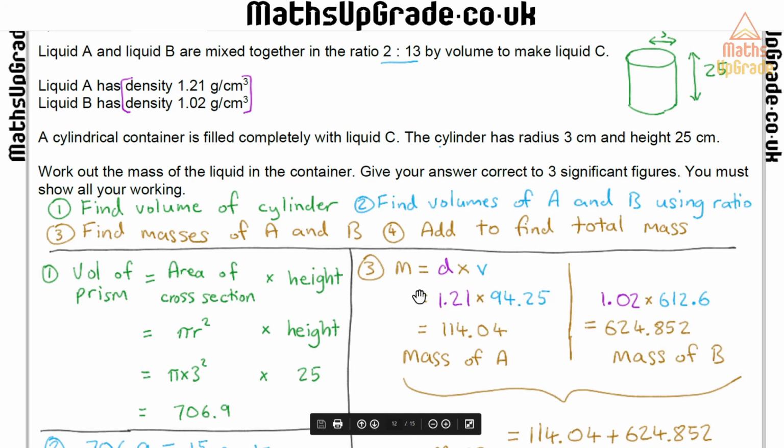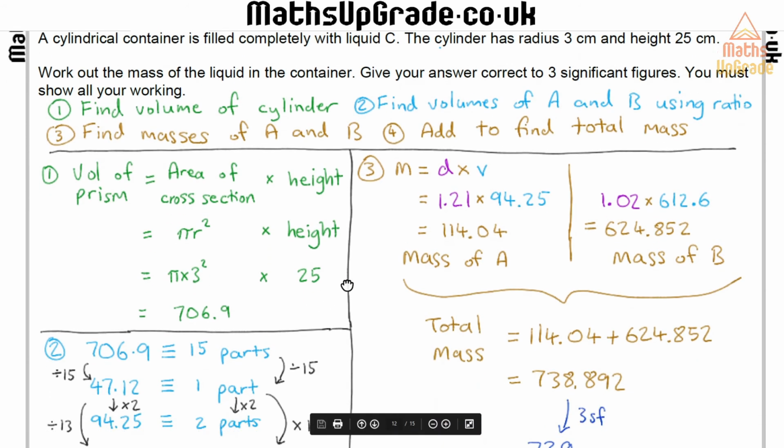Now, I know that this cylinder is completely filled with liquid C. So this volume here is the total volume of liquid C, because it's completely filled. Since I'm also given the ratio of A to B to make C, I can use this ratio to find the individual volumes of A and B. So let's do that now.